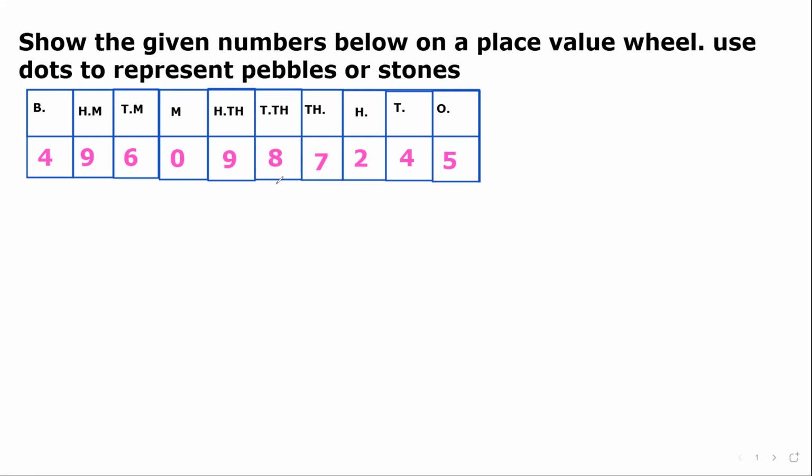This is how the chart looks like. The chart has the place values at the top and the numbers, which show the positions where these numbers occupy. So let's quickly draw our wheel, because the question says show the given numbers below on a place value wheel. So we are going to draw a place value wheel and then use dots to model these numbers on it. Okay, good. So you write your solution. Let me solve it on the other sheet.